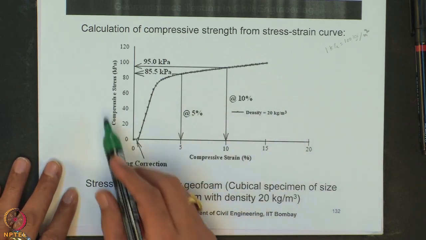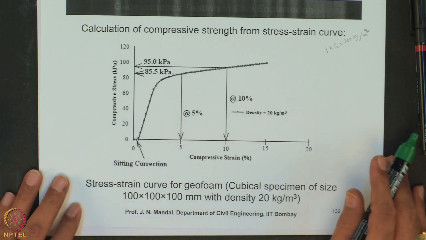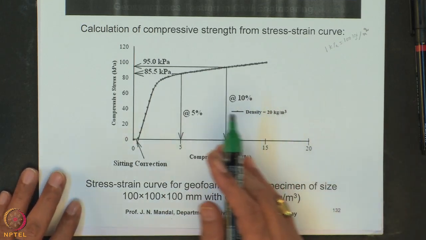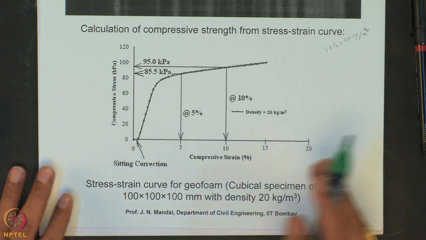So, this diagram shows the stress strain curve of the geoform cubical specimen of size 100 millimeter by 100 millimeter by 100 millimeter for the density of 20 kg per meter cube.